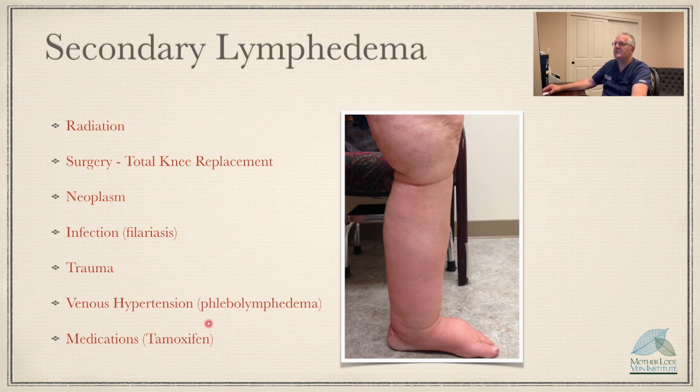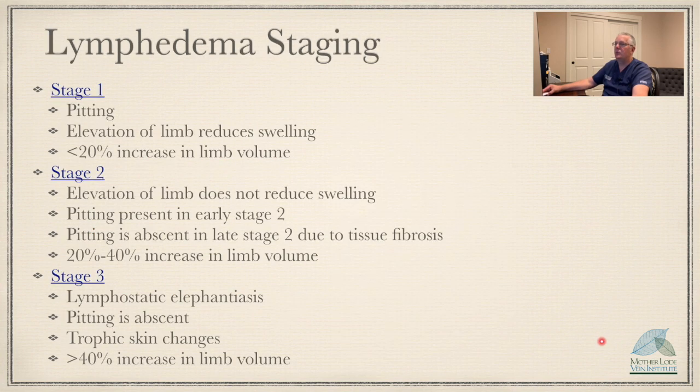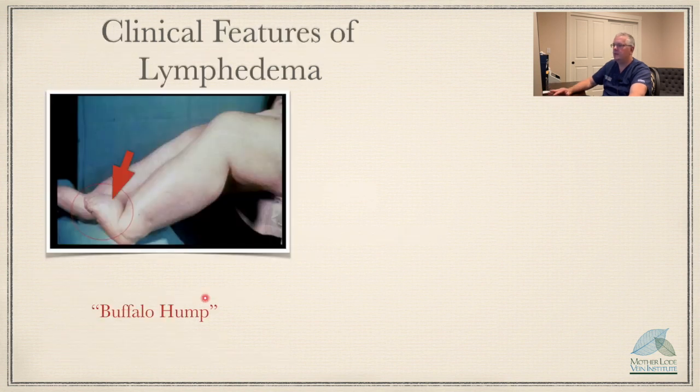Cancer. Filariasis is actually, worldwide, one of the most common reasons people get lymphedema, not in the United States or the Western world, but worldwide, because it's much more common in places like Asian countries. Trauma can damage the lymphatic vessels and cause lymphedema. We talked about phlebolymphedema as a result of venous hypertension, and medications can cause secondary lymphedema too, including tamoxifen.